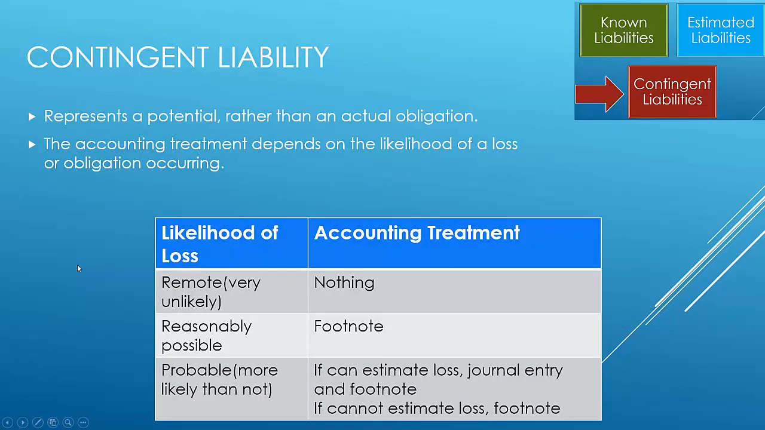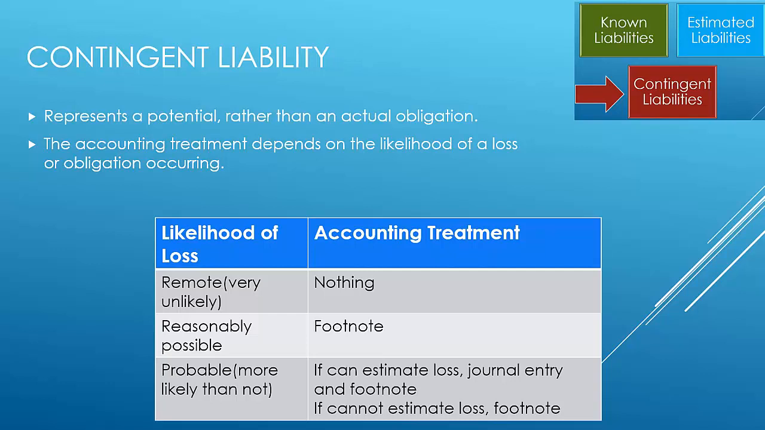So what do we do with those? Well, here's a little happy table that will tell you what to do. If the likelihood of the loss is remote, it's very unlikely, meaning that someone's filed a lawsuit against us, but maybe it's frivolous, and the chances of them winning is pretty remote. So in this case, what do we do? Well, we do nothing.